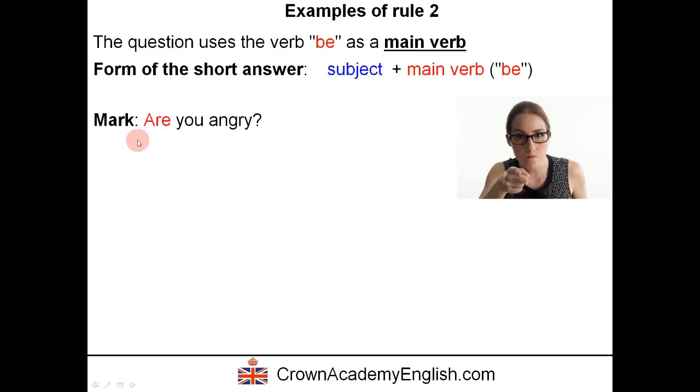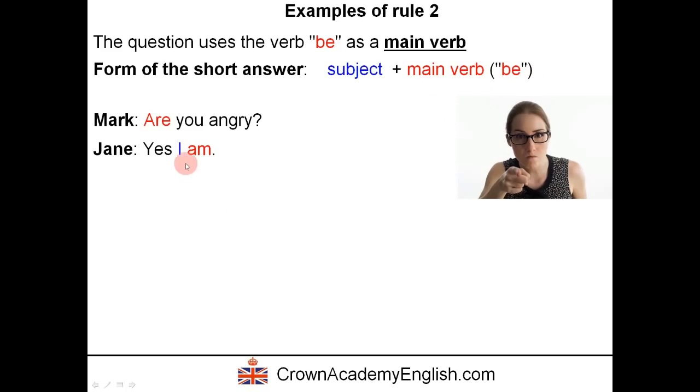Example. Mark asks, are you angry? So this is the question form of the verb be in the present. The verb be here is not an auxiliary verb. It is a main verb. So in our short answer, we will also repeat the verb be.